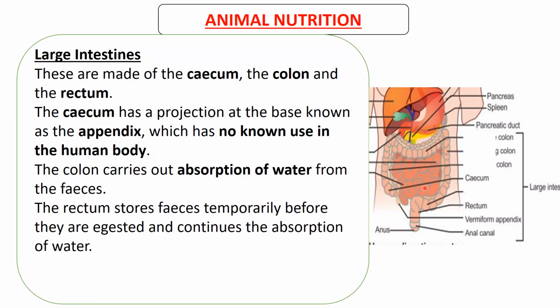Finally, the rectum, this part now. The rectum stores feces temporarily before they are egested and continues the absorption of water. So in the rectum, the waste food products are stored as feces, but water is still going to be absorbed. The same thing that was happening in the colon continues even here. Meaning that the function of the rectum is to store feces and also to absorb water. For the colon, it's just to absorb water.